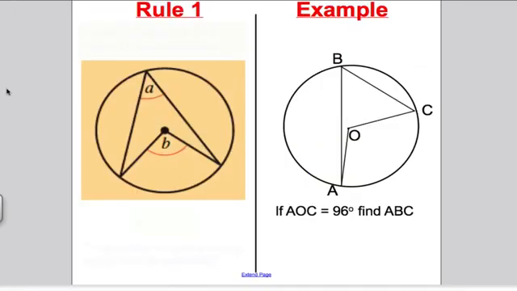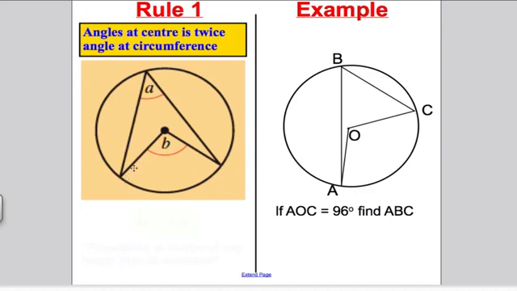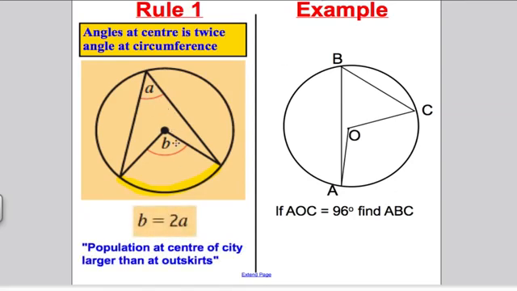Here's rule 1. Here's a picture that describes rule 1, and rule 1 says that the angle at the center of a circle is twice that at the circumference. That is, again, if they're coming from the same arc. So the angle coming from an arc at the center is twice the angle coming from the same arc at the circumference. So in this case here, B is 2 lots of A.